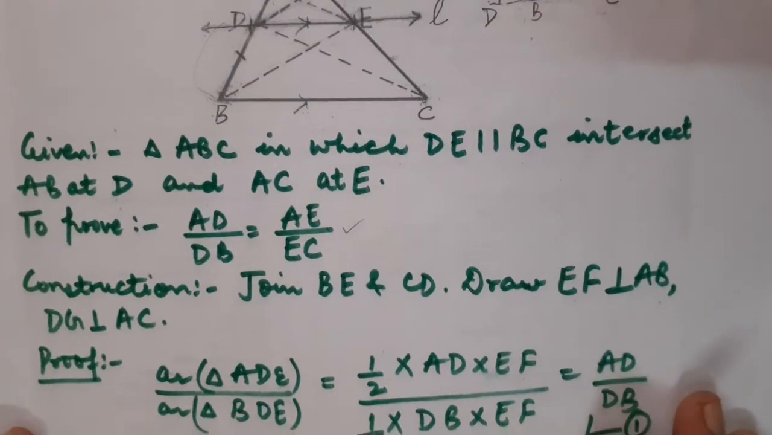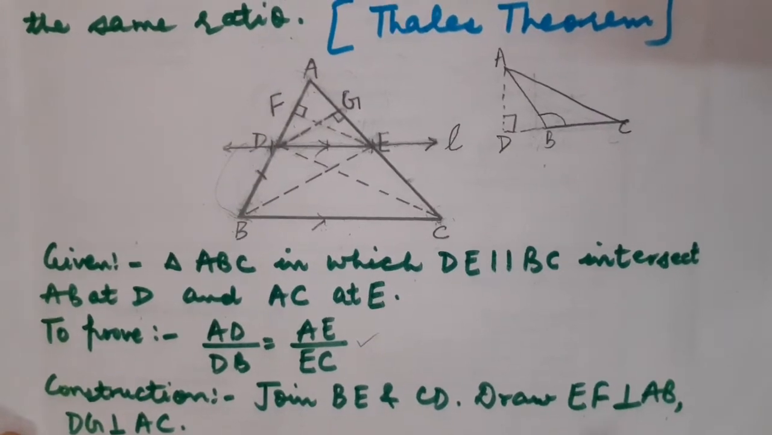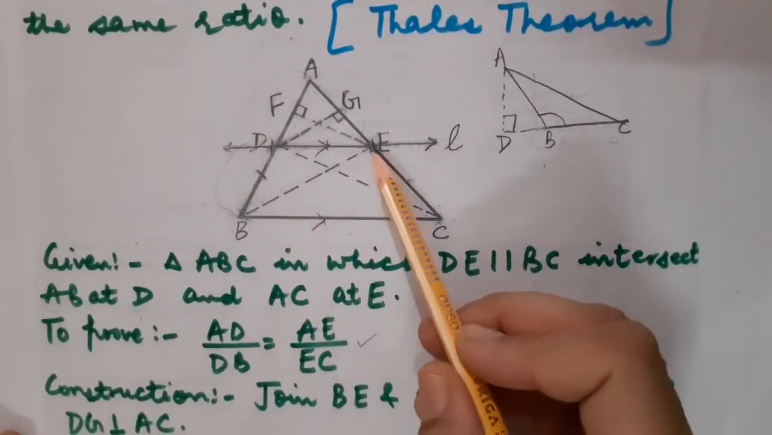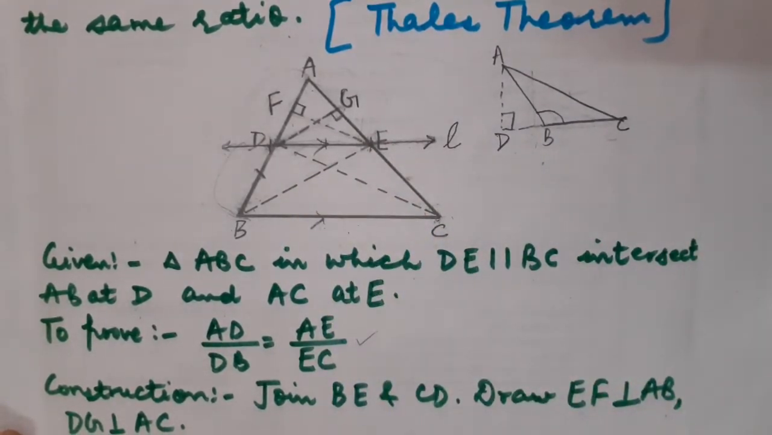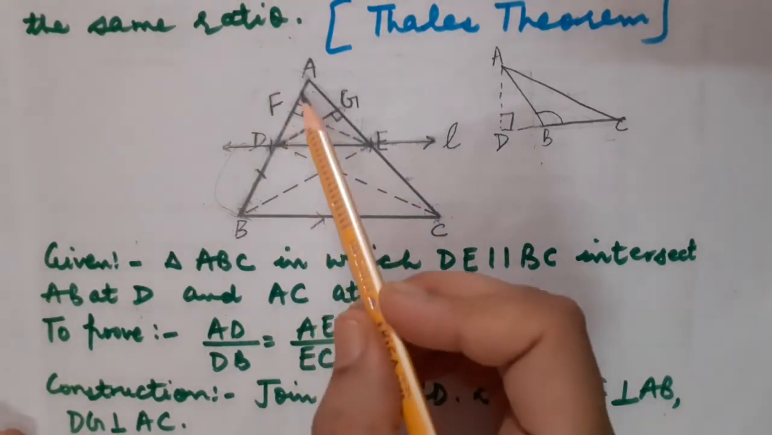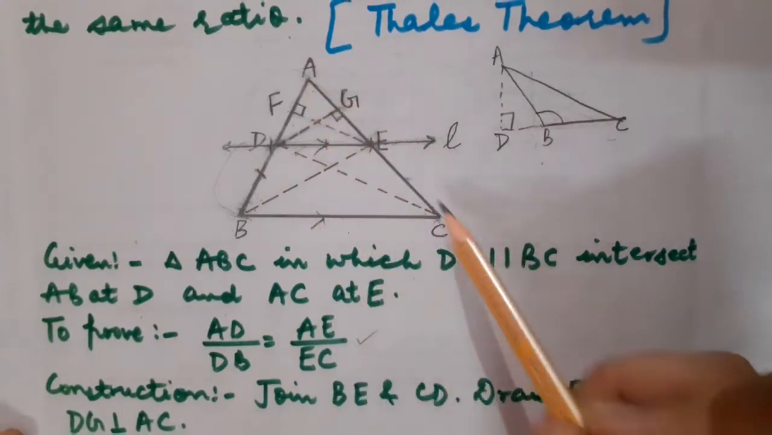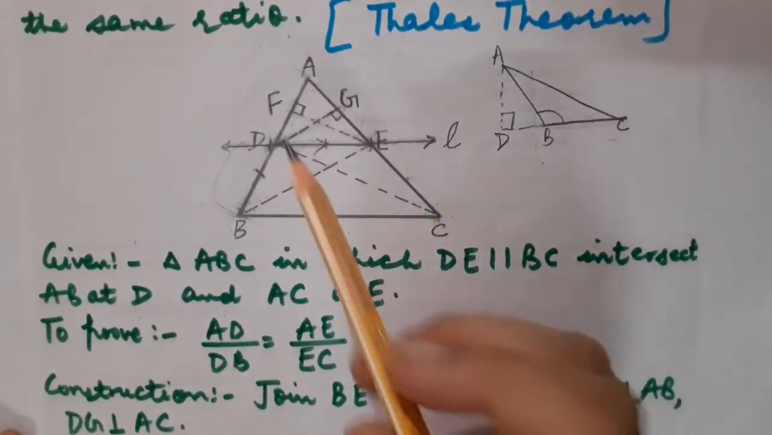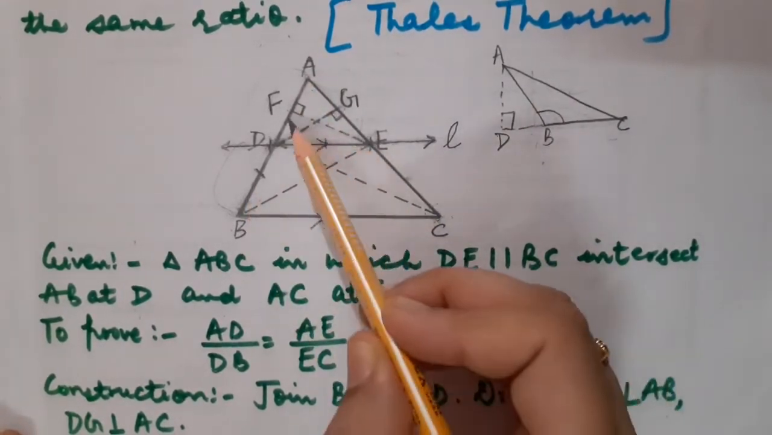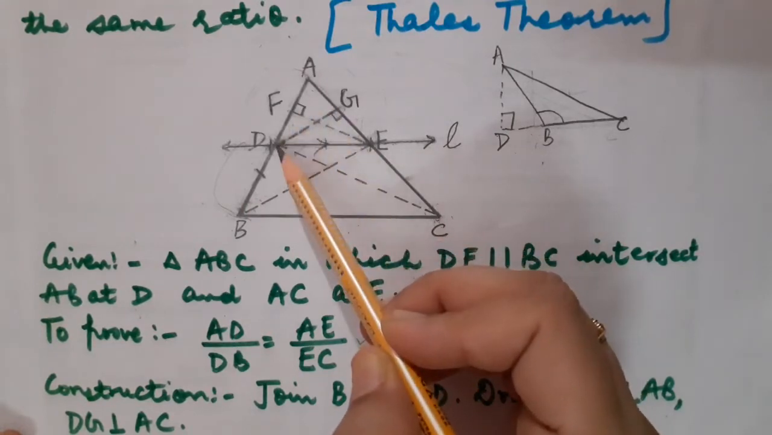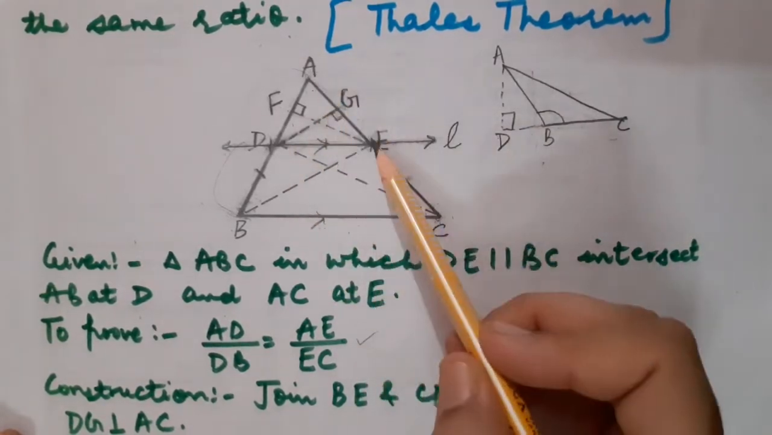Okay children, for that I have done some construction. What is the construction part? Please be alert. Join BE and CD. Along with it, I have drawn EF, which is perpendicular to side AB, and DG, which is perpendicular to side AC. Correct? You tell me, if EF is perpendicular to complete AB, will it not be perpendicular to AD as well? Of course. In the same manner, DG is perpendicular to AC, so it is perpendicular to AE also.